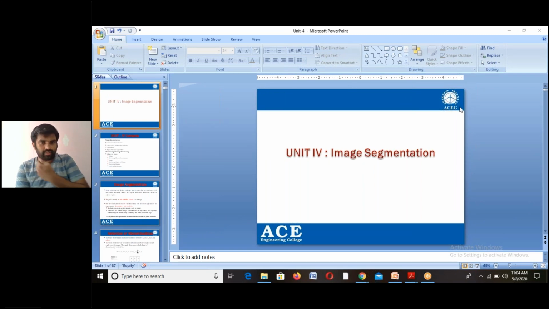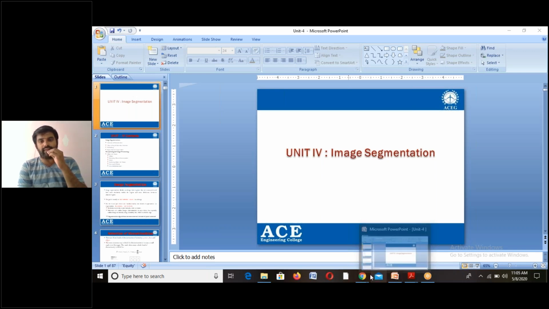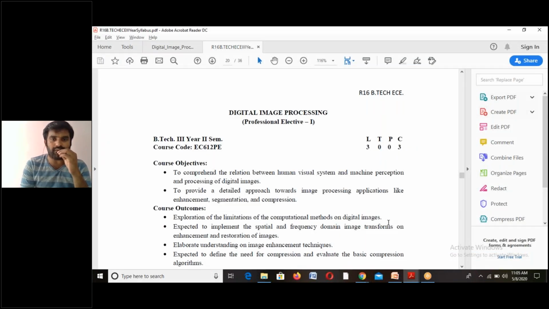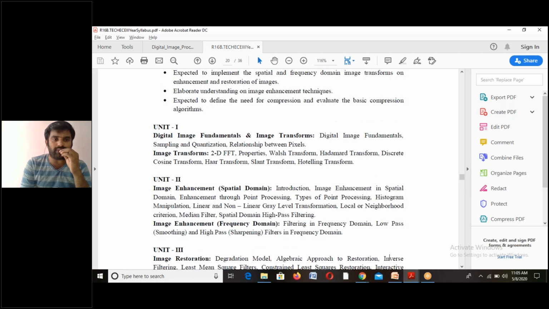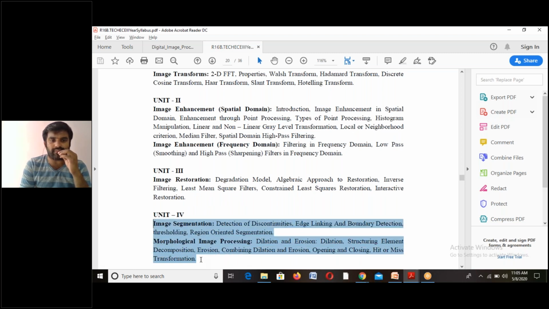Okay, fine. Let us move on to image segmentation now. As I said the other day, I'm repeating this particular image segmentation part one. In the fourth chapter, in total we have two parts: one is image segmentation, another one is morphological processing. Here is the syllabus as per the JNTU curriculum, and in the fourth chapter, image segmentation is part one and morphological processing is the second part.